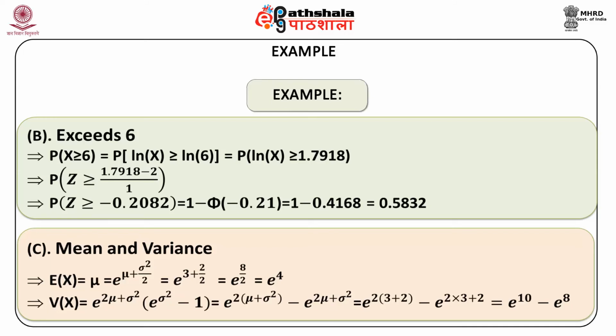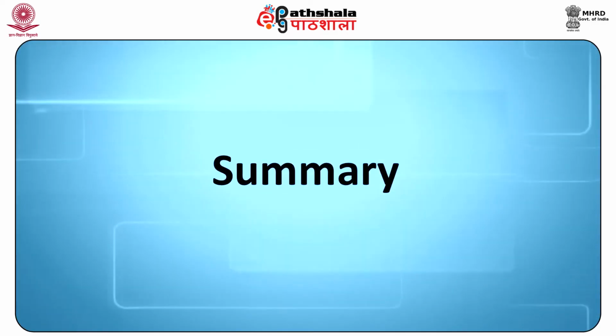And the variance of X is equal to e raised to the power of 2 mu plus sigma squared into (e raised to the power of sigma squared minus 1), which is equal to e raised to the power of 2(mu plus sigma squared) minus e raised to the power of 2 mu plus sigma squared, which is equal to e raised to the power of 2(3 plus 2) minus e raised to the power of 2 into 3 plus 2, which is equal to e raised to the power of 10 minus e raised to the power of 8. Let's summarize the discussion we have done so far.